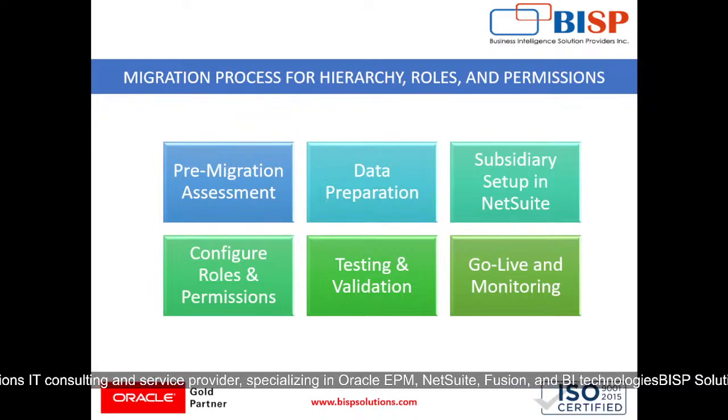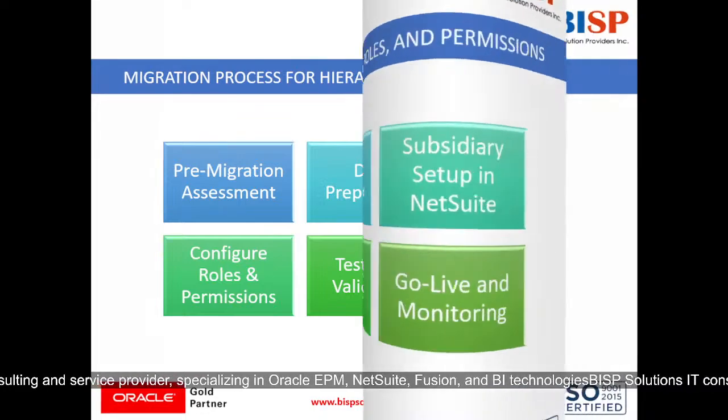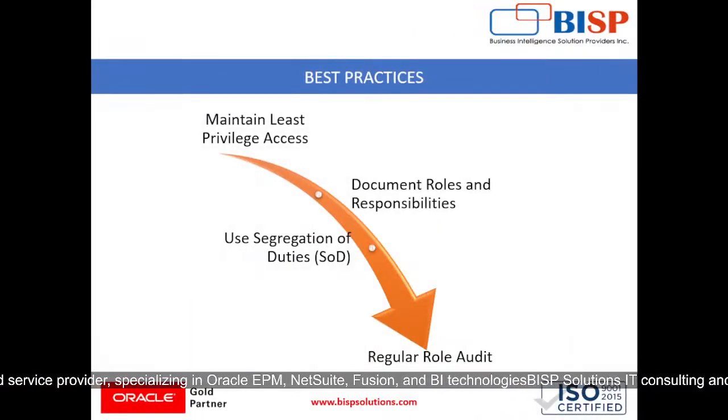Then step 5 involves testing and validation. So we will be conducting user acceptance testing to verify the subsidiary hierarchy and role configurations. Then we will be checking permissions for each role to ensure they align with business requirements. Then the last step is go-live and monitoring. So monitoring the system after going live to ensure proper subsidiary reporting and role functionality comes under this particular step.